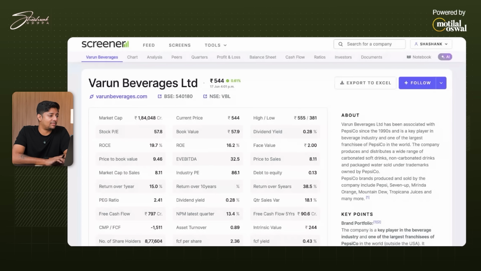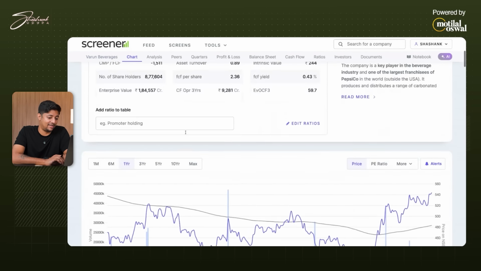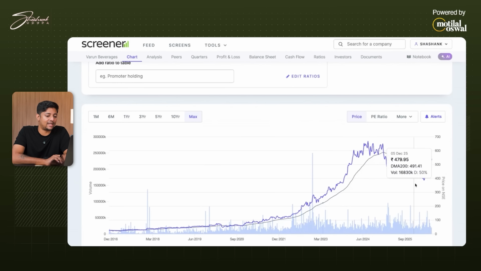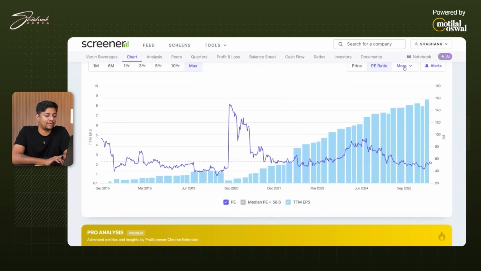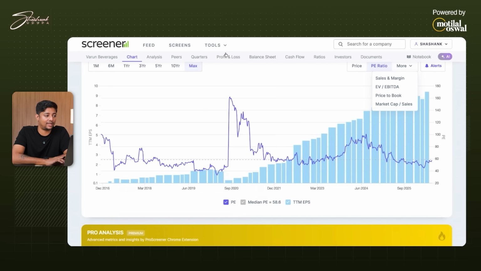Then Varun Beverages, my old friend, I rode it very well. But Varun Beverages, again, coming back up, is doing a recovery because all the bad news has been factored in. So again, I would want to check, is the PE ratio overvalued or undervalued? Actually, it's fairly valued right now. So this is something I would be very interested in.